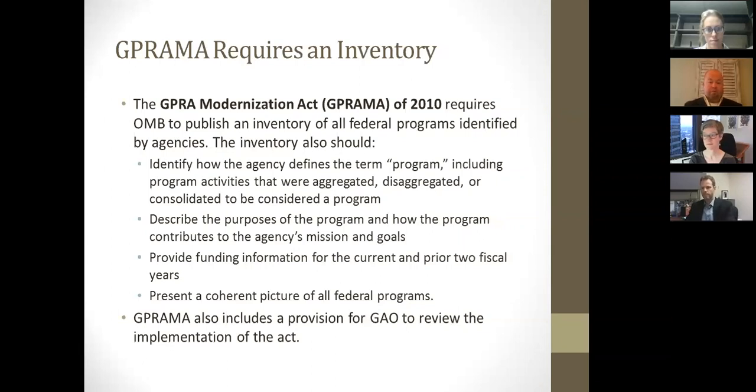So the Modernization Act required that the agencies develop an inventory of programs, and they're supposed to describe the programs, describe how they aggregate or disaggregate them, how they're combined or pulled together, whatever decisions are made, provide budget information, and ultimately be useful in providing a coherent picture of all federal programs. Additionally, as the oversight agency that we are, they asked GAO to review the implementation of this Modernization Act, including the efforts to develop the inventory.